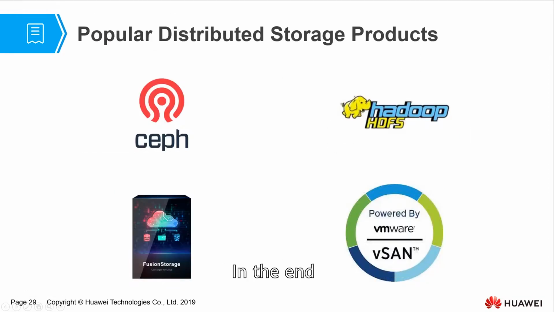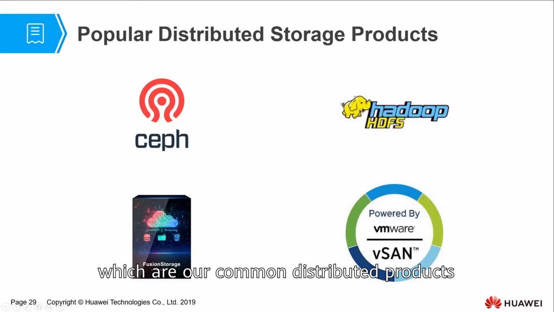In the end, we introduced several common distributed storage products. The first is Ceph, an open source distributed storage, and second is HDFS in Hadoop. The third is Huawei's FusionStorage, and the fourth is VMware's vSAN, which are our common distributed products.